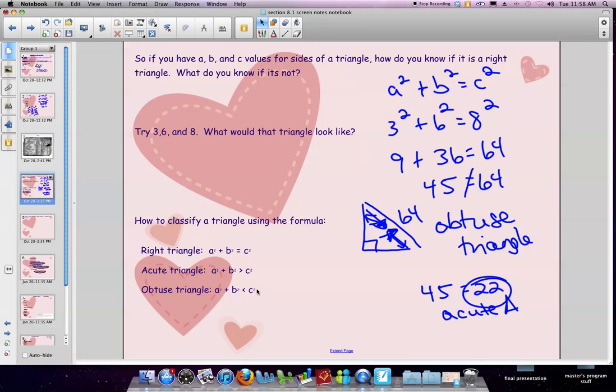The formulas sit like this: if a squared plus b squared equals c squared, then it's a right triangle. If a squared plus b squared is bigger than c squared, like this, then it's an acute triangle. And if a squared plus b squared is not bigger than, in other words, it's less than c squared, then it's an obtuse triangle.